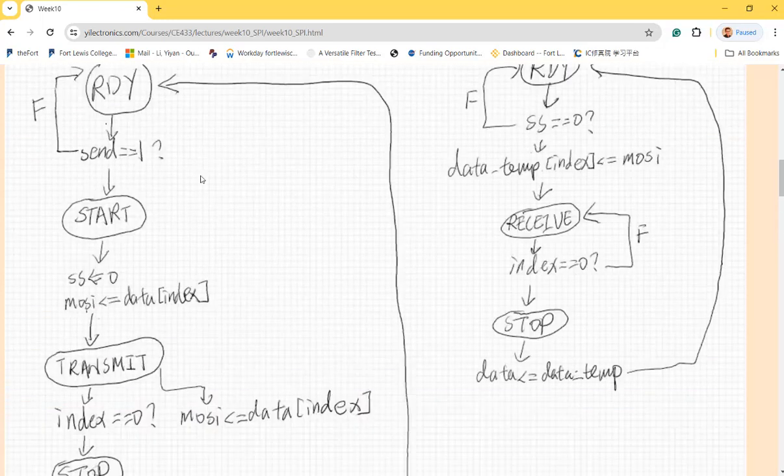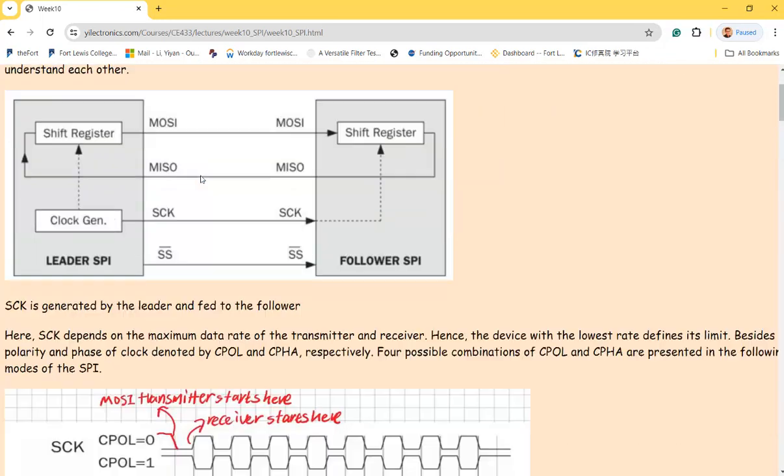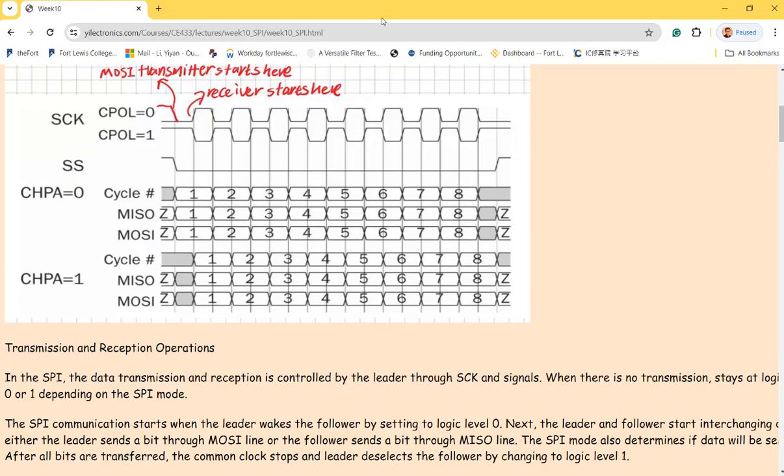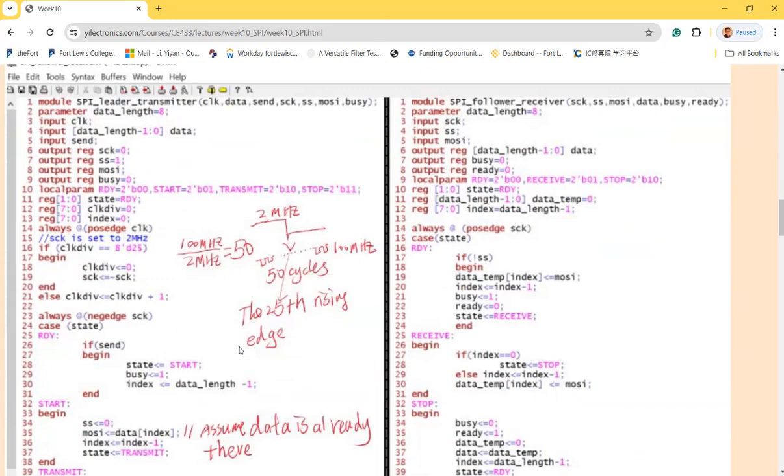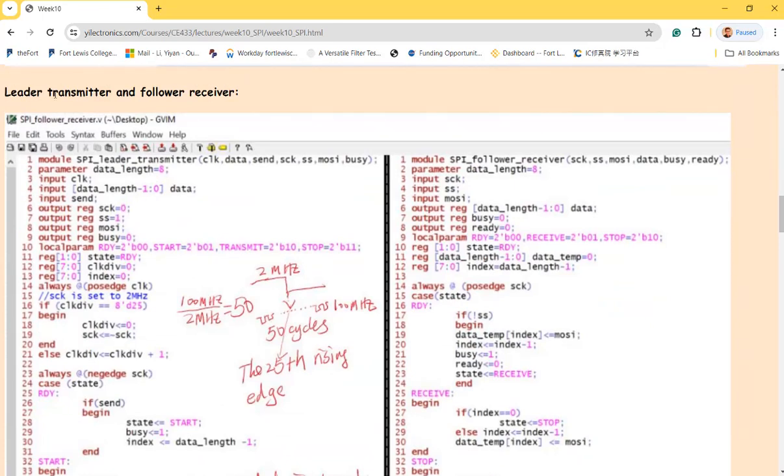If you look at the chart, when we are trying to write the logic for the two modules, because you have a leader and a follower, you need a digital block for 1, 2, 3, 4 actually. MOSI for the leader and for the follower, and also MISO for the leader and follower. So you need 4 digital blocks, so you need 4 Verilog modules to define all the blocks. If you look at the code here, these are 2 of them. One is a leader transmitter, another one is a follower receiver.